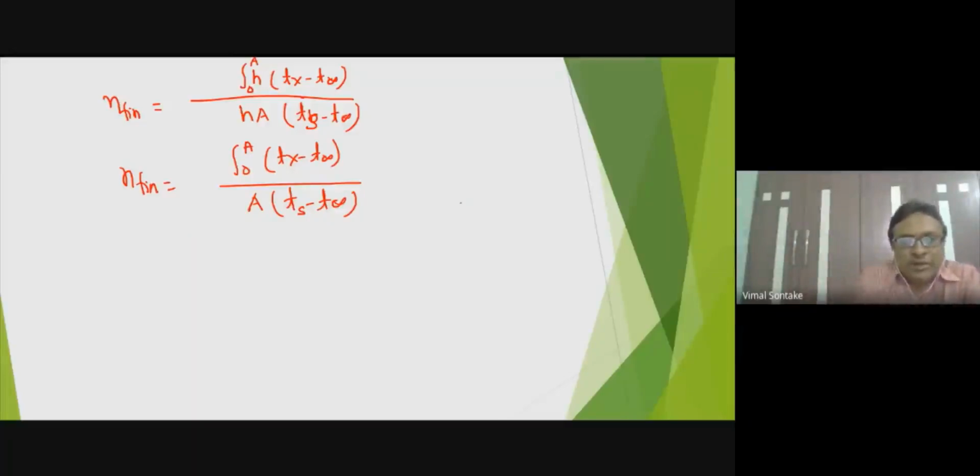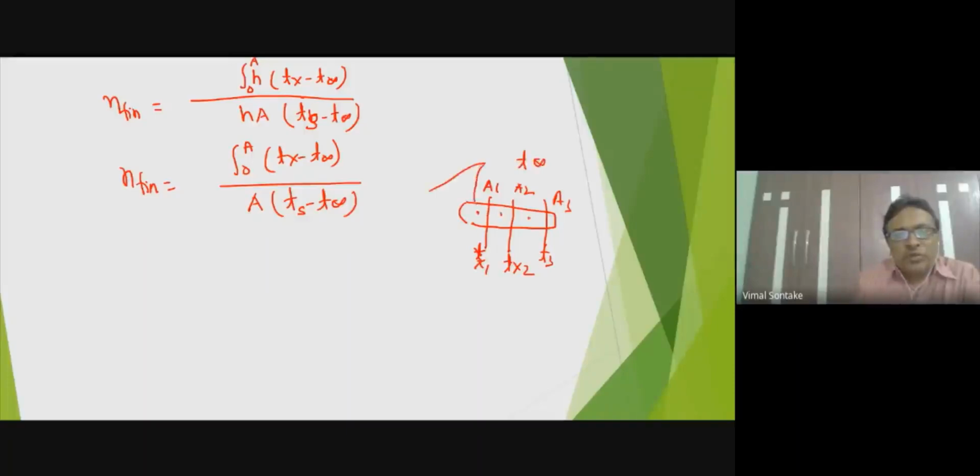For example, in our case, let's say the temperature at this point of the fin is Tx1, the temperature of the area A2 is Tx2, and the temperature of the area A3 is Tx3. That is, at these points the temperatures are Tx1, Tx2, Tx3, and the fin is exposed to the fluid at T infinity. So how can I calculate the efficiency of this fin under consideration?